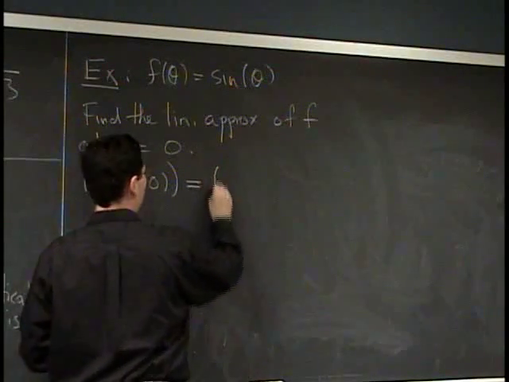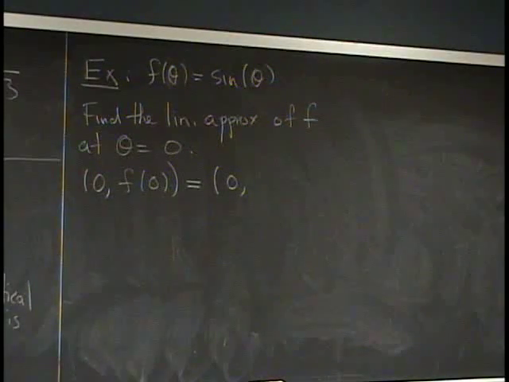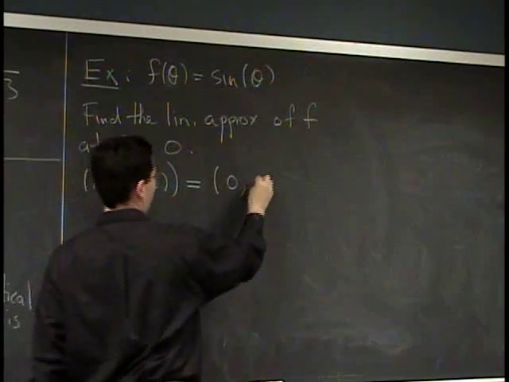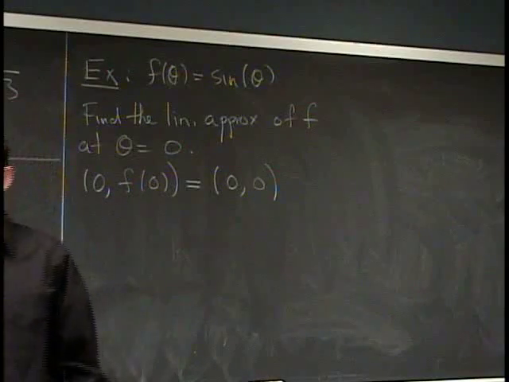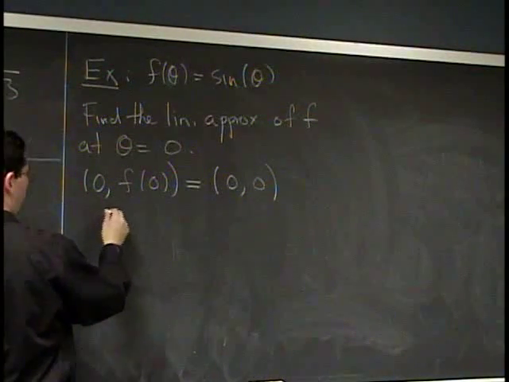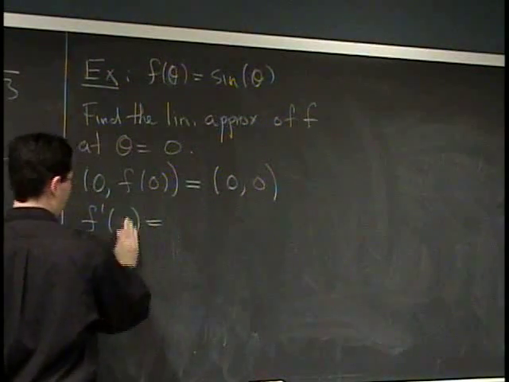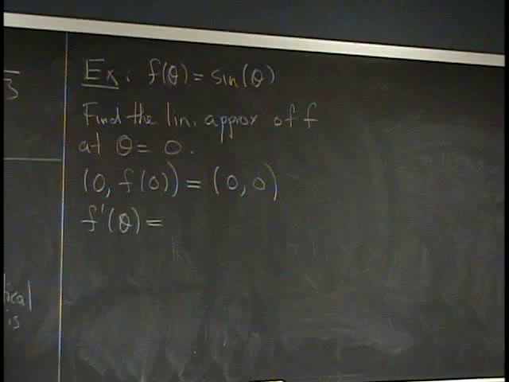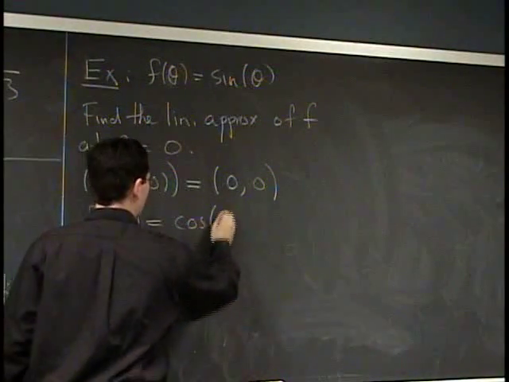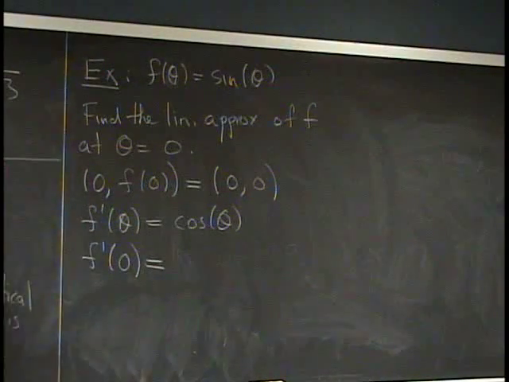And what is f of 0? Well, it's sine of 0. What's sine of 0? 0, excellent. So that's very nice, right? Our point is 0, 0. This is going to make it very easy to do point-slope form. Okay? And what about the derivative? Well, what's f prime of x, or theta? Cosine theta. Cosine theta. And so what is f prime at 0?